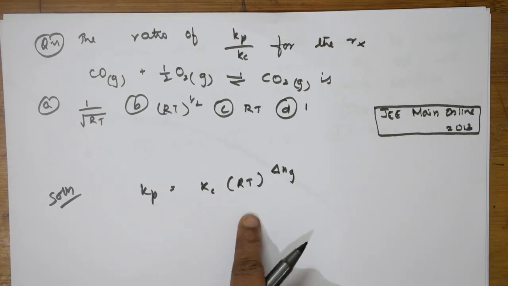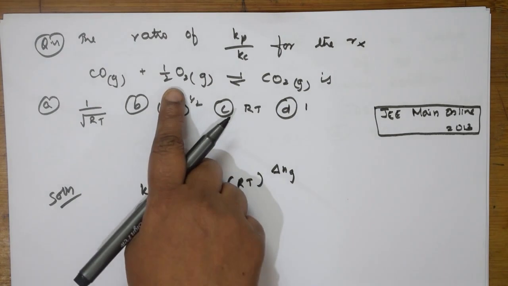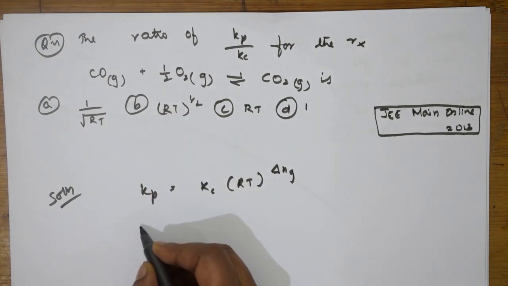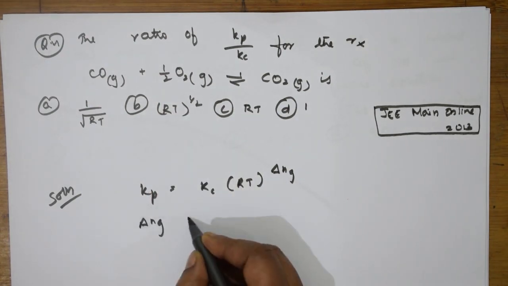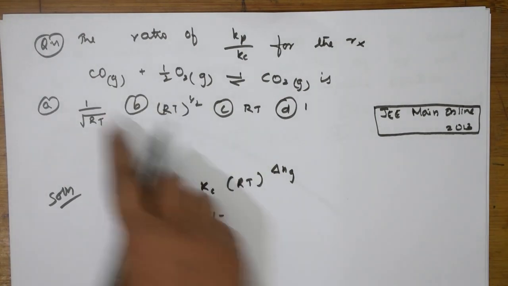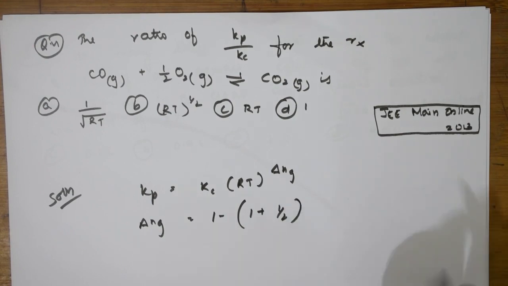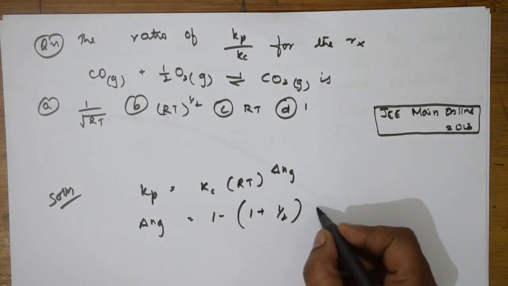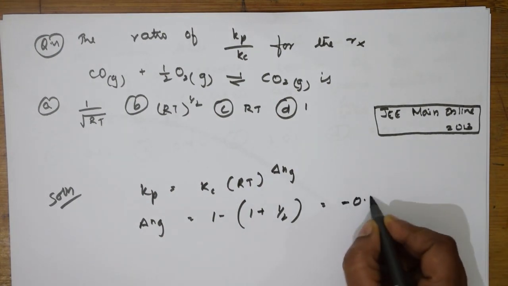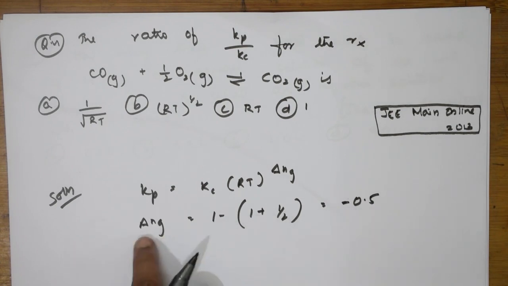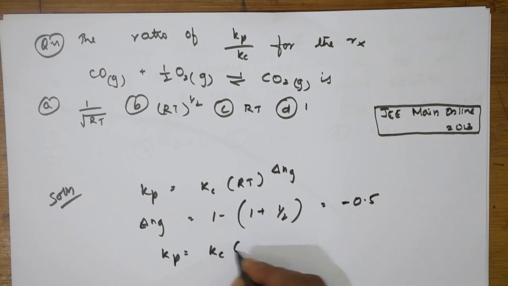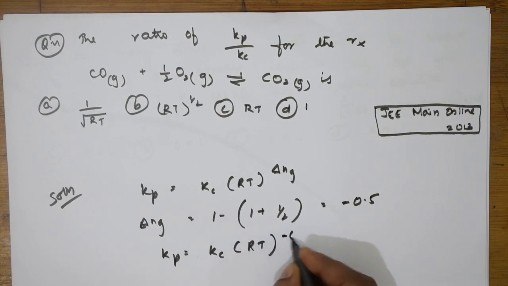Now for this reaction we need to go with the coefficients. So for this reaction, delta Ng is equal to 1 minus (1 plus half), products minus reactants, which is equal to minus 0.5. Now let us put the value of delta Ng we have got here. Kp is equal to Kc (RT) to the power of minus 0.5.